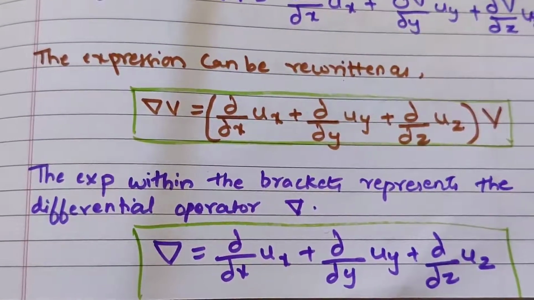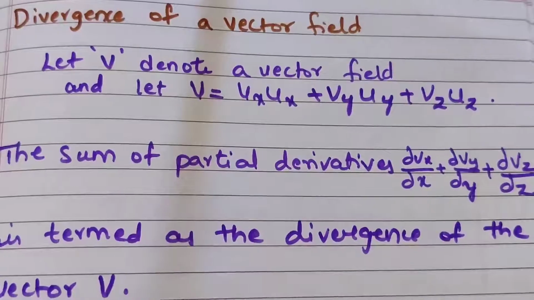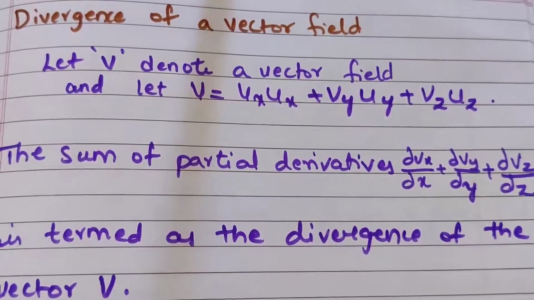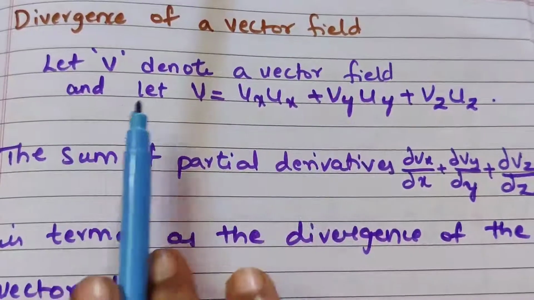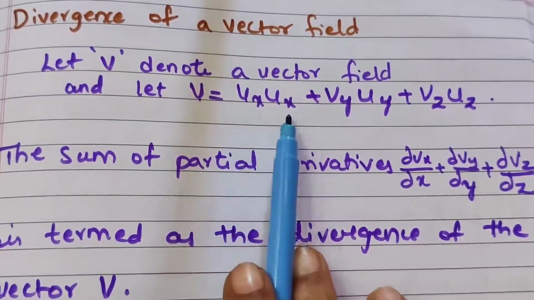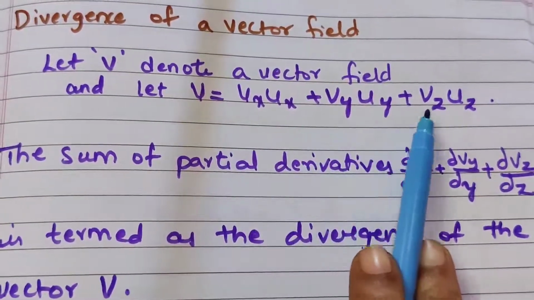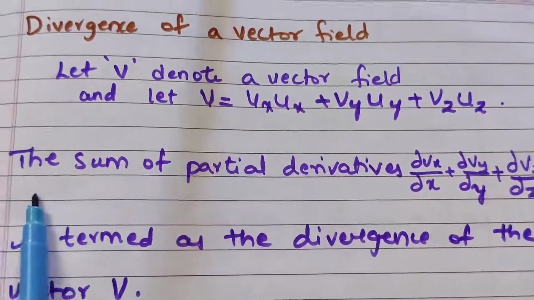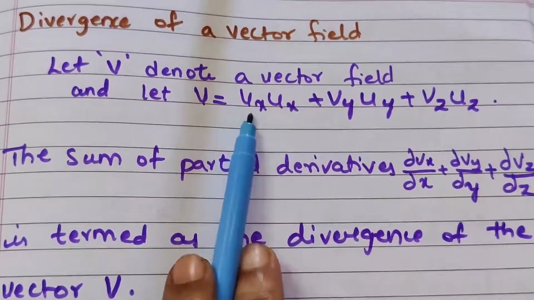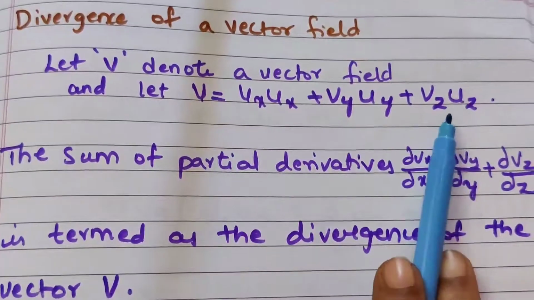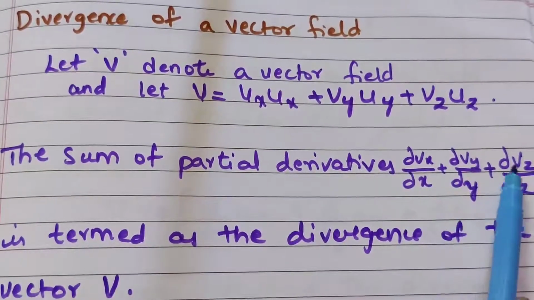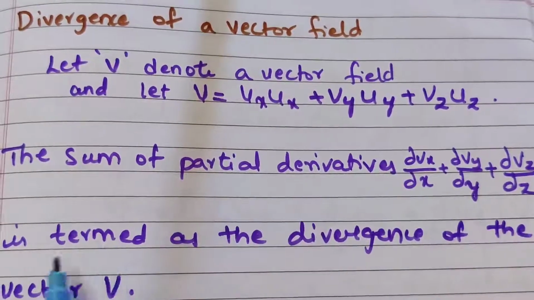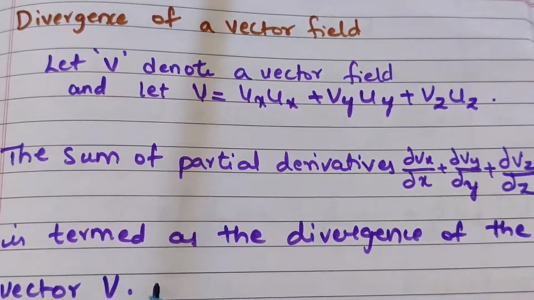Next coming to the topic is divergence of a vector field. Here also, similarly, let V denote a vector field, and let V be V_x u_x plus V_y u_y plus V_z u_z. Then the sum of the partial derivatives, ∂V_x/∂x plus ∂V_y/∂y plus ∂V_z/∂z, is termed as the divergence of the vector V.